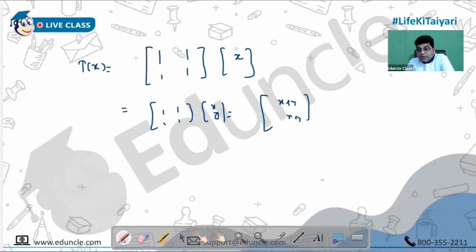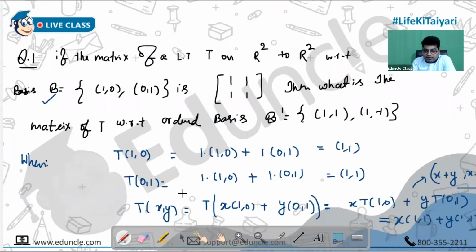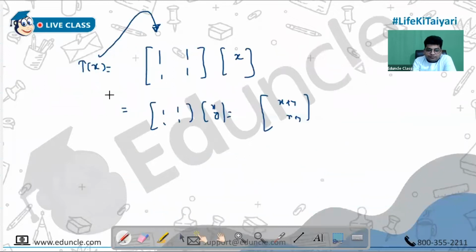But just understand, this T(x) = Ax is only valid when you have a linear transformation with respect to the standard ordered basis. You can write down T(x) = Ax only then. Otherwise you have to find it the way I have found it. Is it clear?